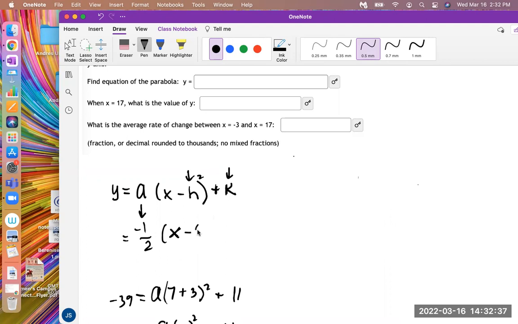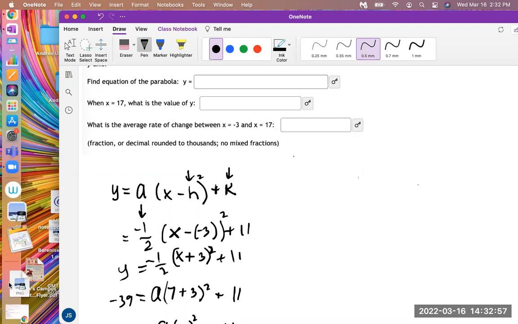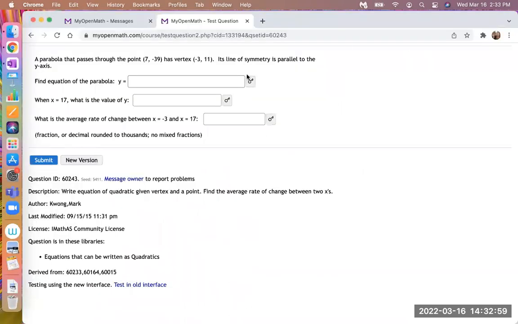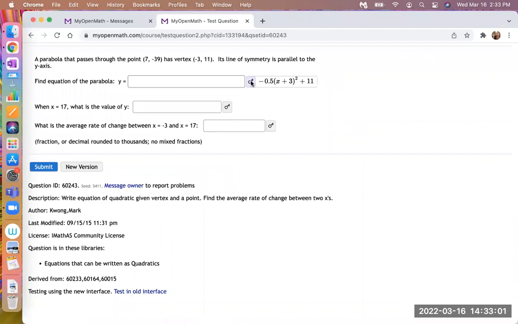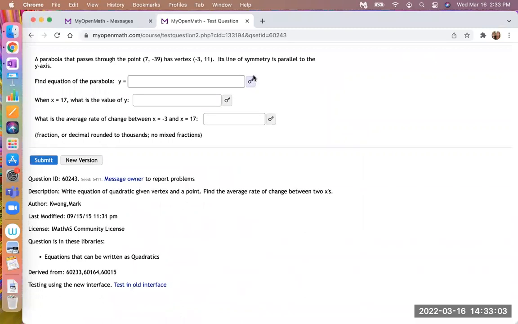So I plug in the negative 3 again, and then the 11, and then that still becomes x plus 3. I'm sorry, squared. There was a square on this. That's the hardest thing in math sometimes, just making sure to rewrite what you have already written above. And I believe they should be happy with this equation. And let's just double check. Yep, negative 0.5. There we go, they're happy.